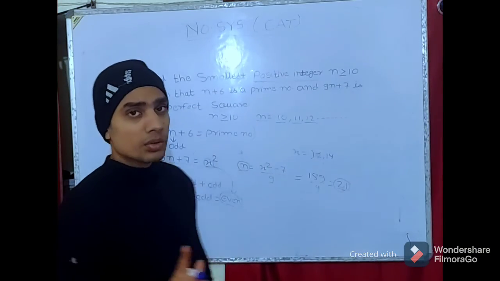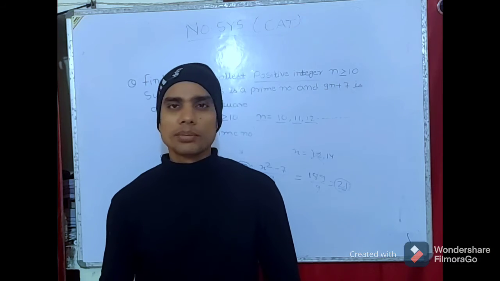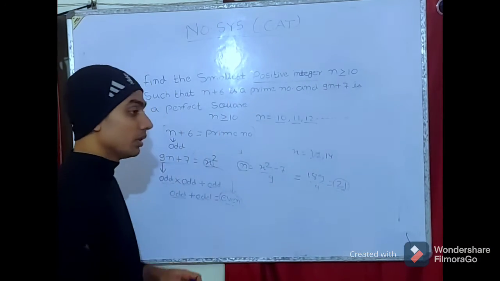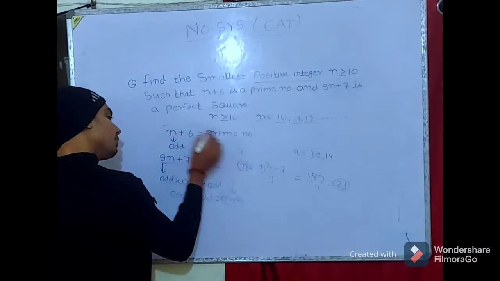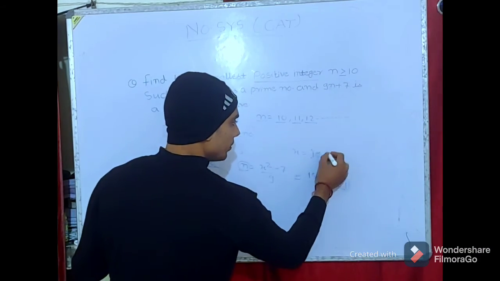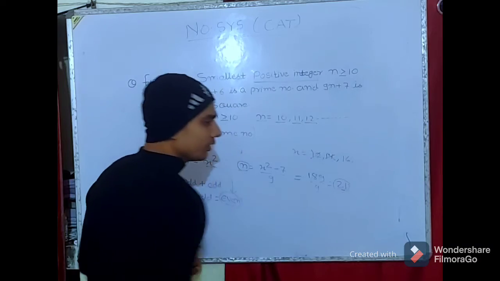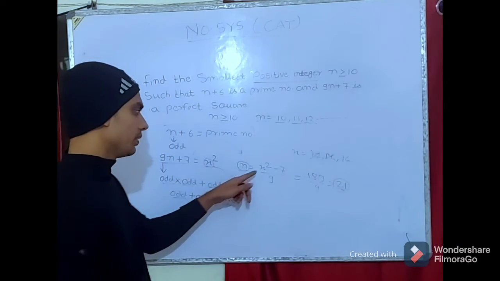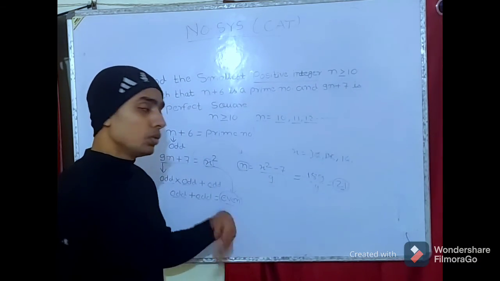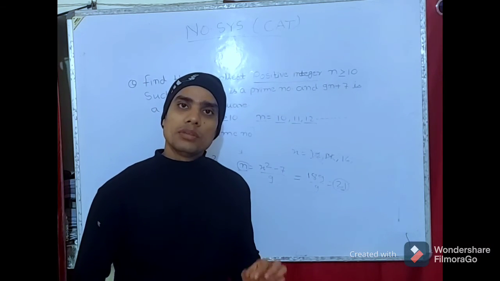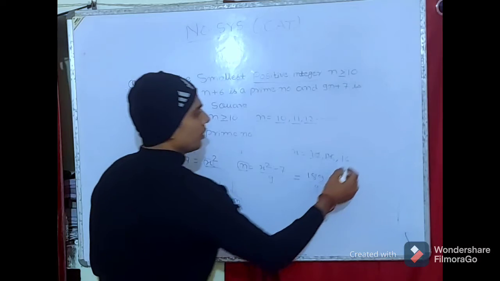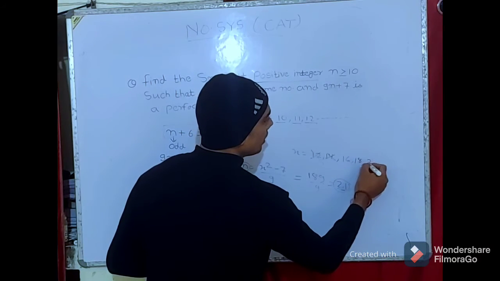Now 21 plus 6 is 27. 27 is not a prime number, because it is a composite number. So it is not possible. So 14 is not possible. Come to 16. 16 squared is 256, and 256 minus 7 divided by 9 is in decimal form, so 16 is not possible. Also 18 is not possible, and 20 is not possible.